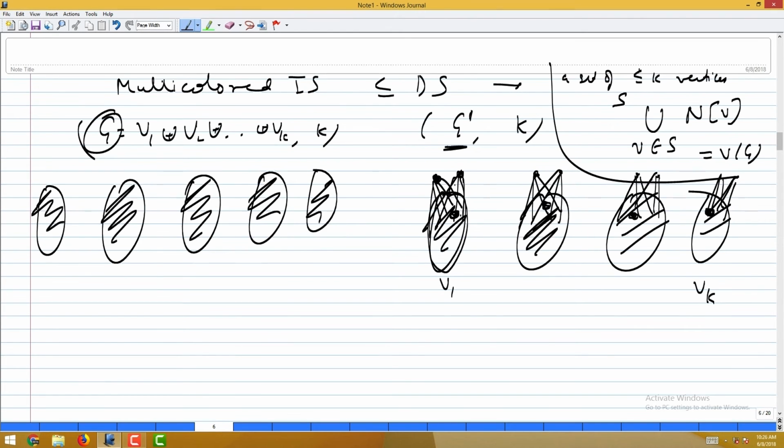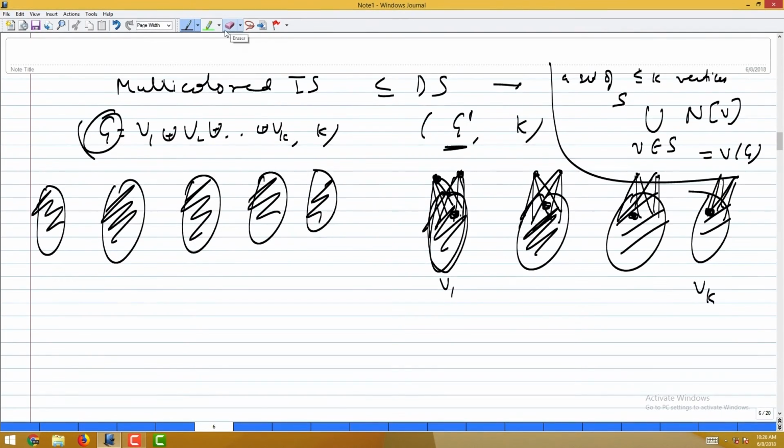So if I do this thing, like for every color class I added two vertices which see all of V1, then at least I've ensured that if you give me a dominating set of size at most k in this graph, it has to pick one vertex from each color class. It can't avoid a color class completely. This step is taken care of. Now we have to ensure the other thing, that the dominating set that we are picking will indeed form an independent set in G.